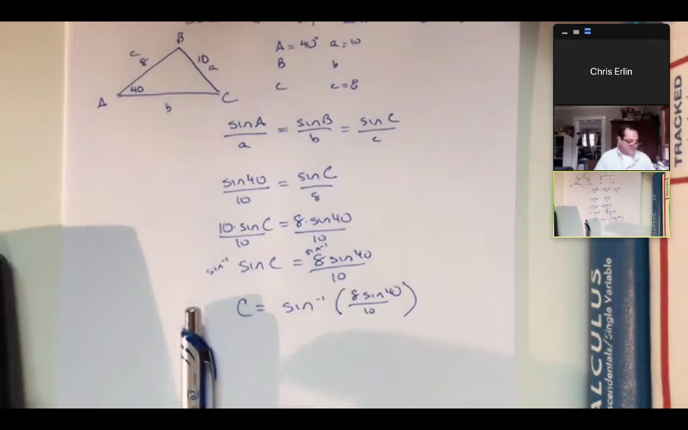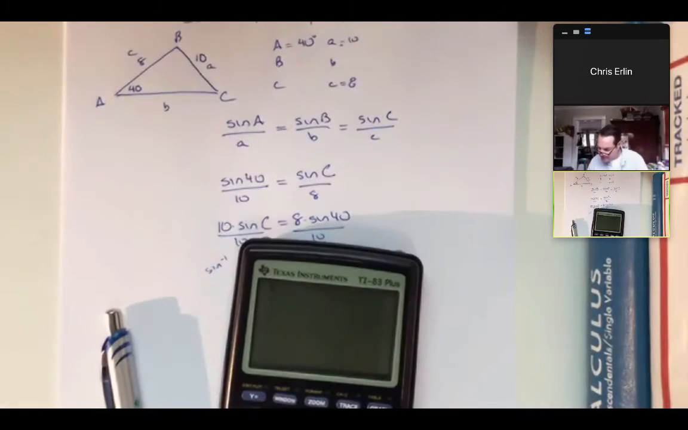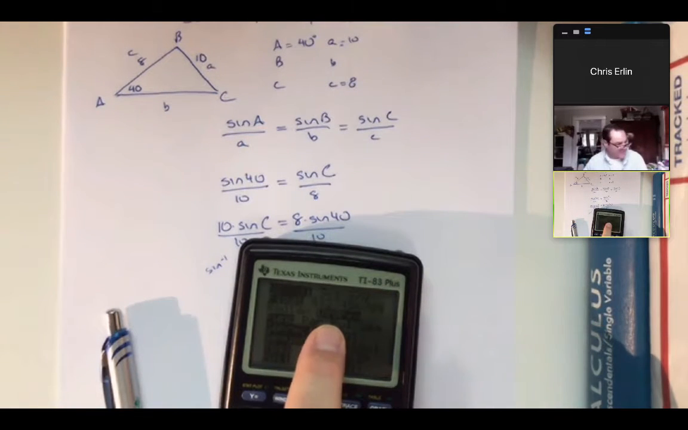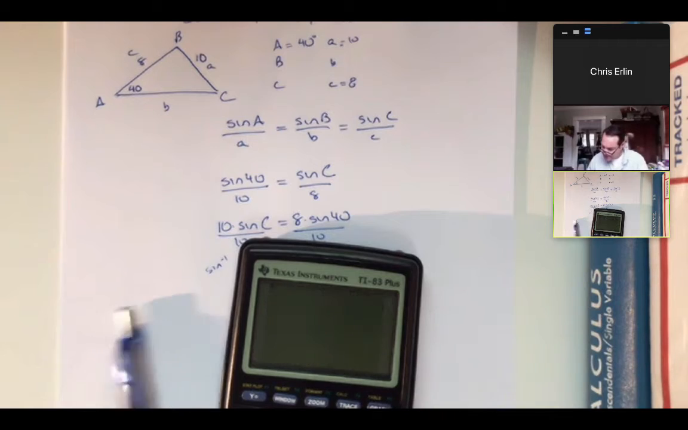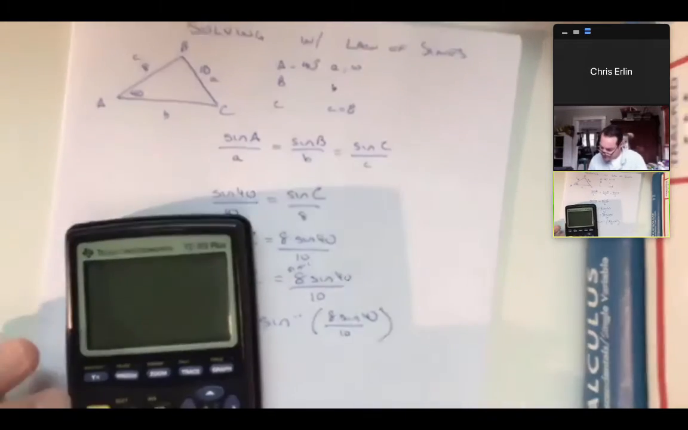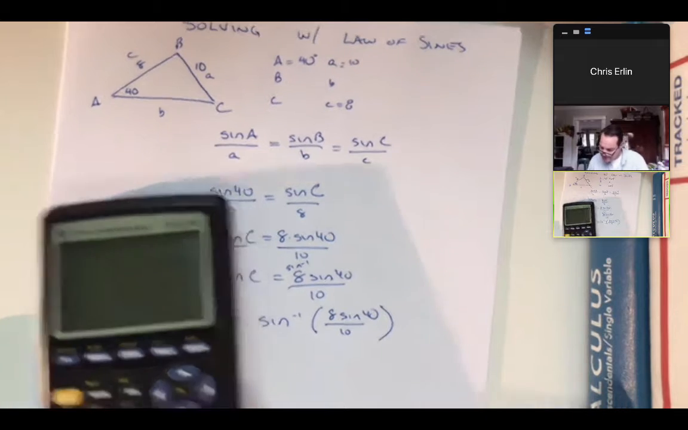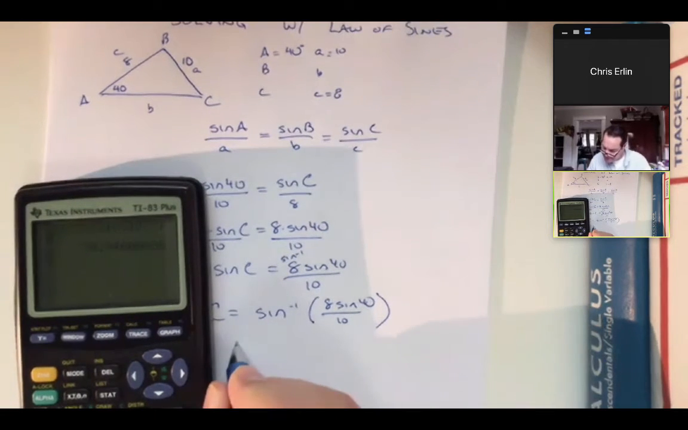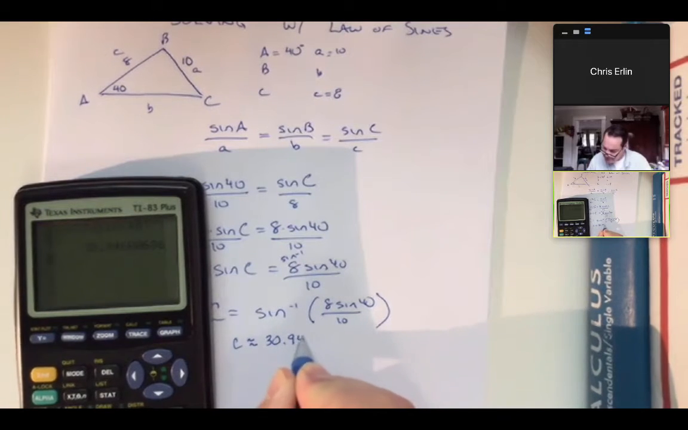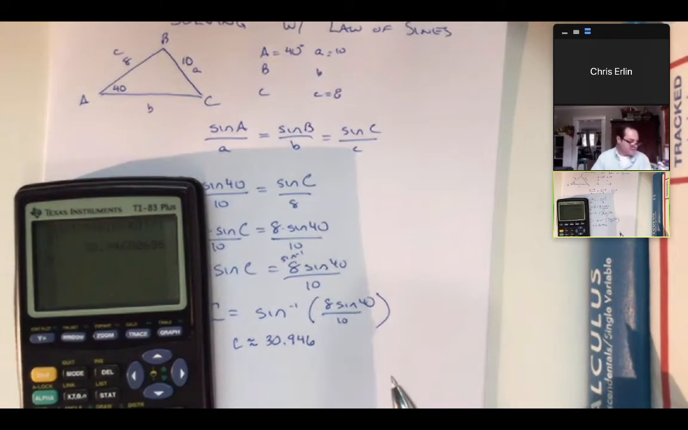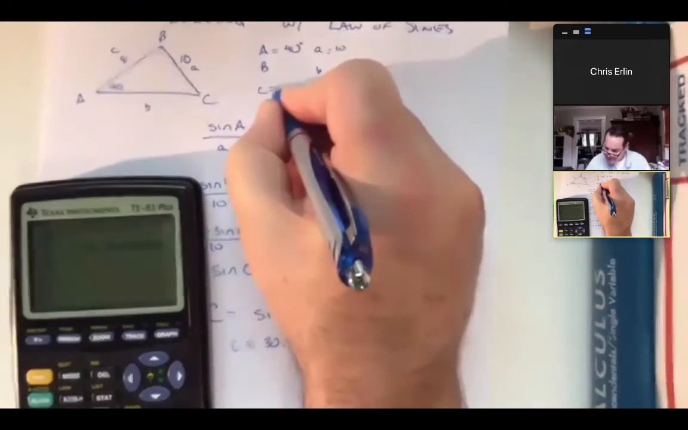I'm going to plug this into my calculator, making sure that my calculator is on the degree mode. It's on degrees. And I'll say second sine, 8 times sine of 40 divided by 10. And I get 30.946, so C is approximately equal to 30.946. And that fills in for me up here.